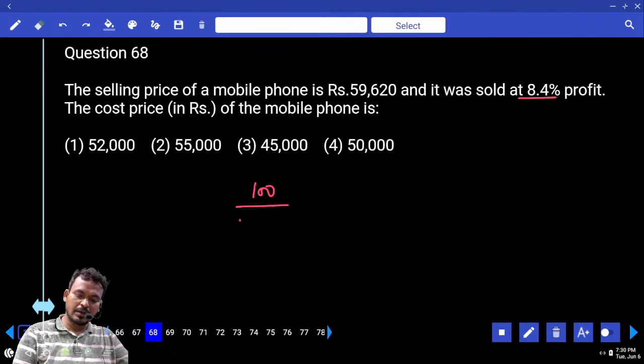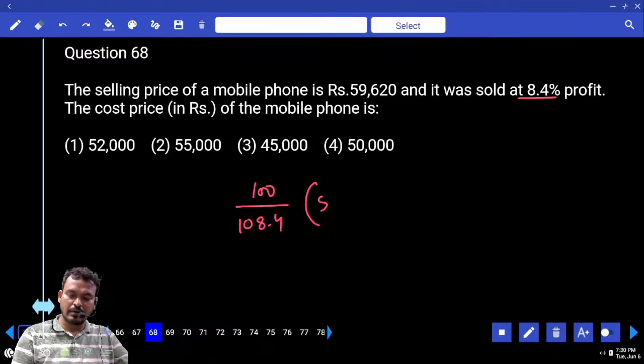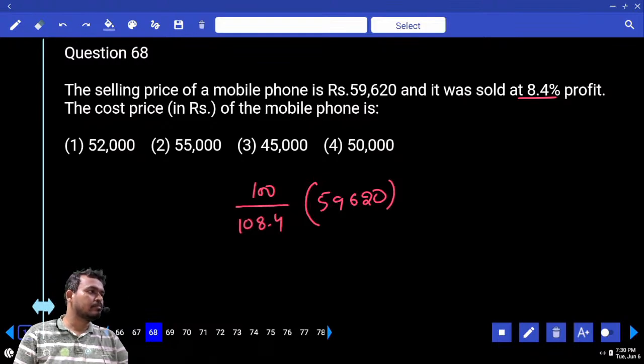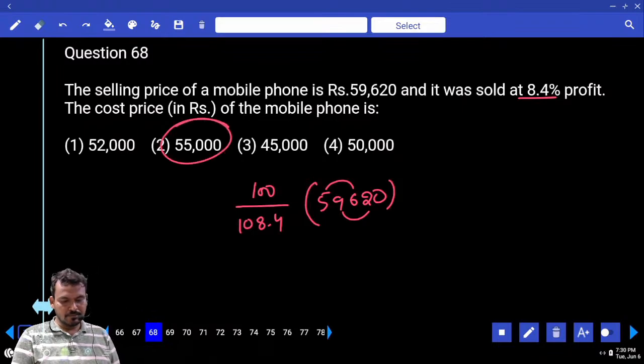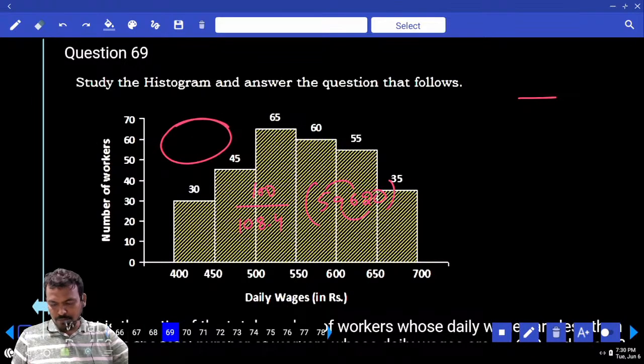8.4 means selling price 108.4. In place of 108.4, how much value is given? 59,620 are. But we require cost price. 59620, 11 multiple: 5 plus 6 is 11, 9 plus 2 is 11, that is 11 multiple. Answer must be 11 multiple. Which option? Second one.